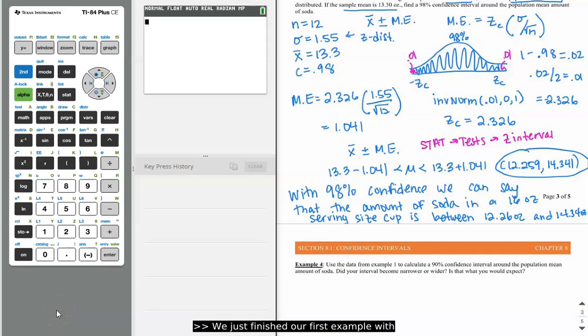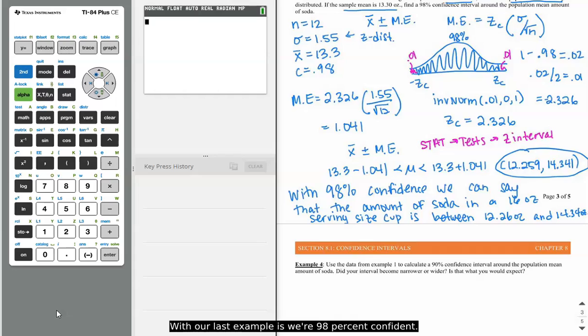So we just finished our first example with confidence intervals and creating one more by hand. And then I showed you how you could do it with a calculator. So our next example says use the data from example one to calculate a 90% confidence interval around the population mean amount of soda. Did your interval become narrower or wider? Is that what you expect?